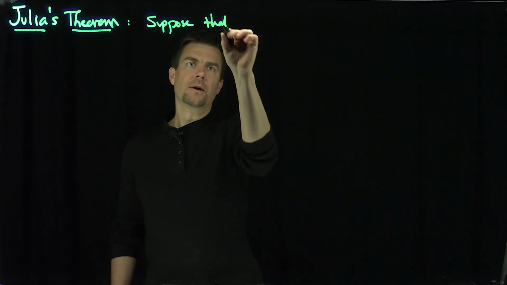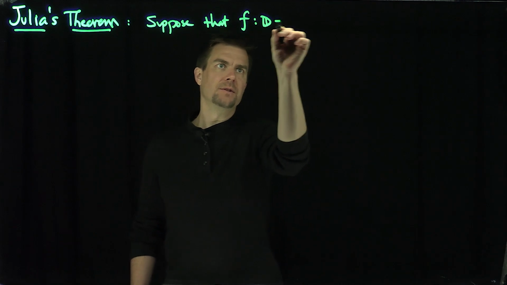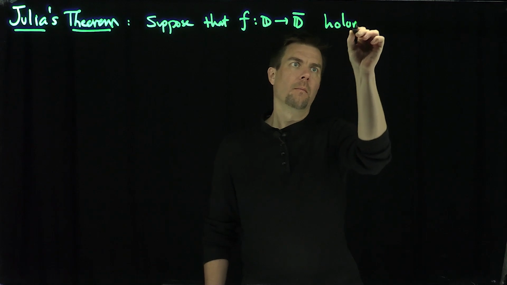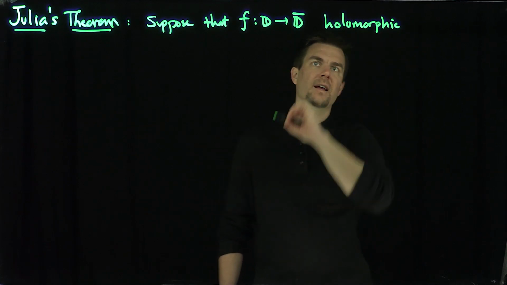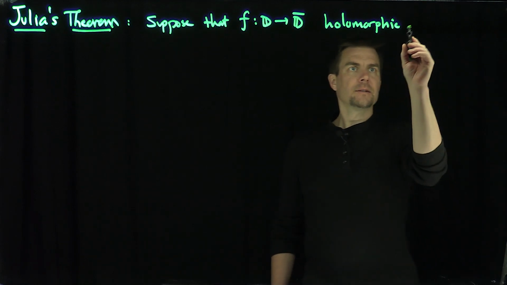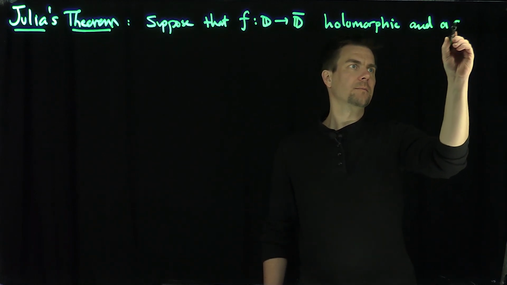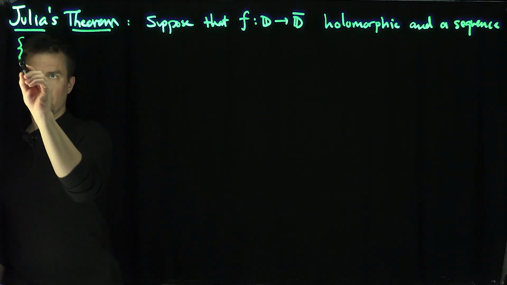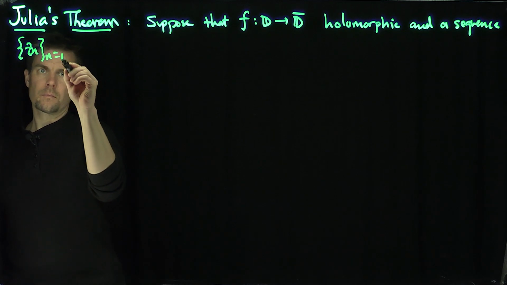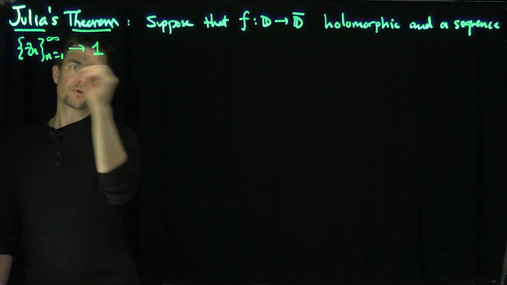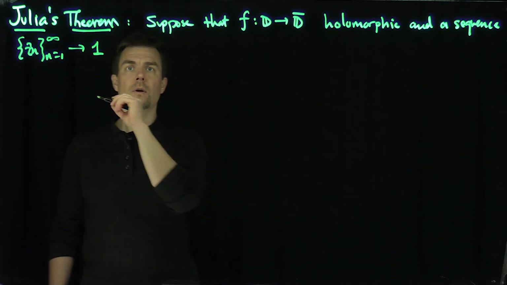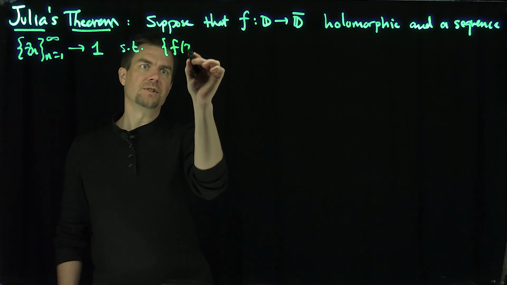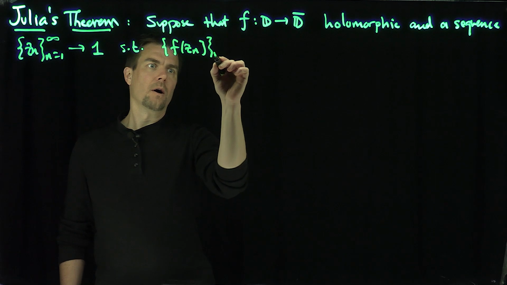that f is of course a Schwarz function. That's always our setup for these problems. f from D into D closure is holomorphic. Okay, give you a holomorphic function, and a sequence Zn, and these Zn's converge to the point 1 on the unit circle, such that the sequence f of Zn also converges to 1.